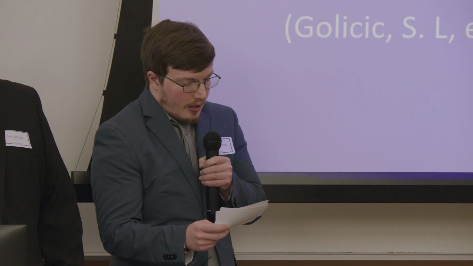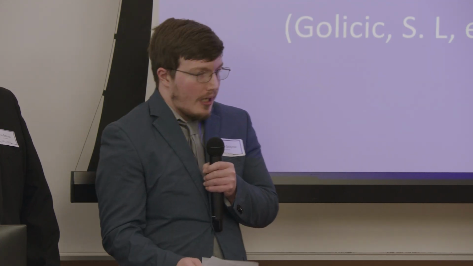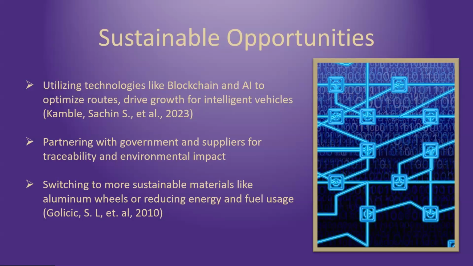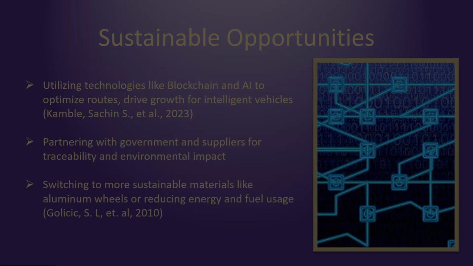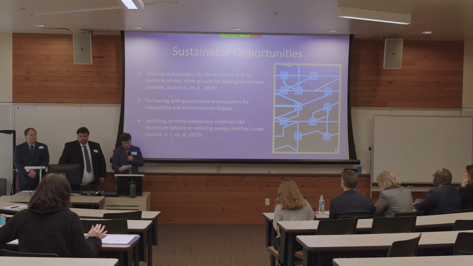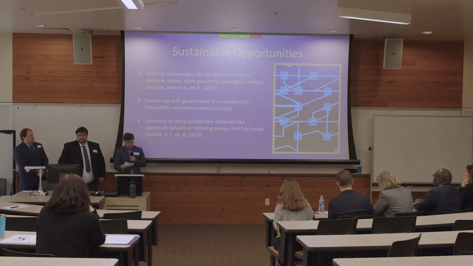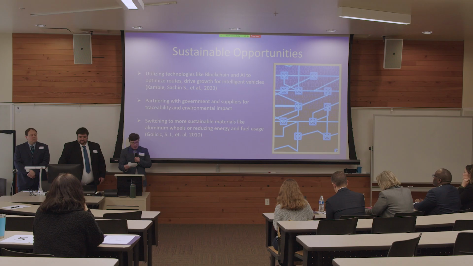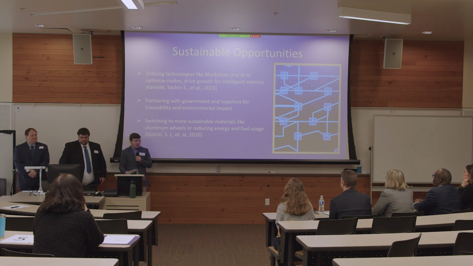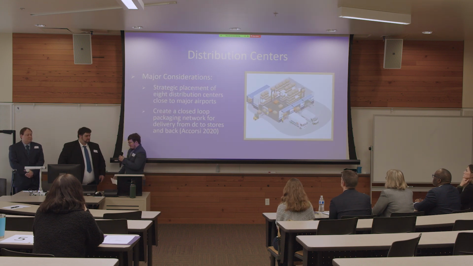Some of the opportunities that Maria's Market could implement would be blockchain and AI to optimize routes and drive the growth of intelligent vehicles, which can lead to further optimization and efficiency. They can partner with government and suppliers for further optimization and better contracts. And then they can also utilize more sustainable materials like aluminum wheels for less friction, or reduce energy for less truck idle time.